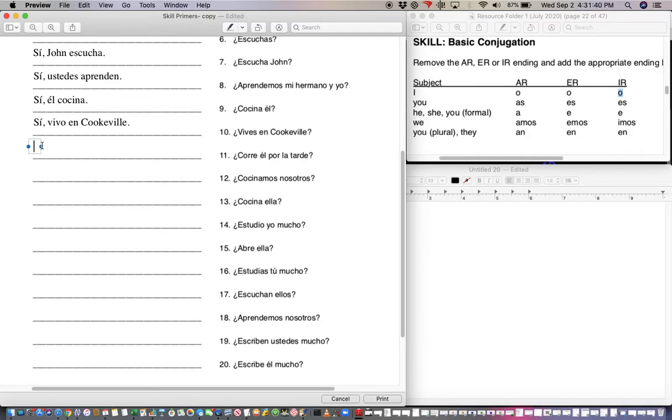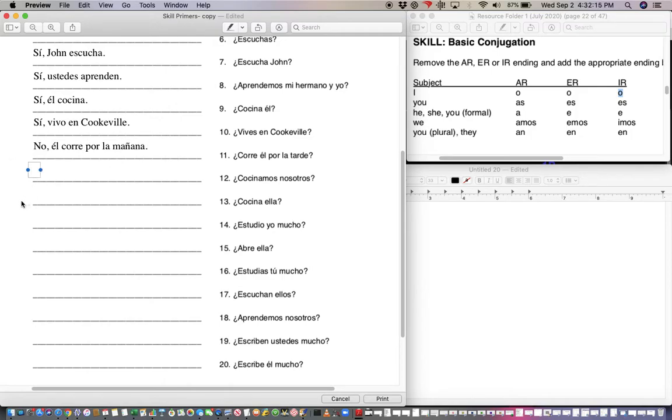In number 11, correr again meant to run. So when I say corre él, it's does he run. Por la tarde is in the afternoon. So does he run in the afternoon? I'm going to say no, he runs in the morning. No. Él, correr, take off the ER. My ending for an ER verb for he is e. So no, él corre por la mañana. So no, he runs in the morning.